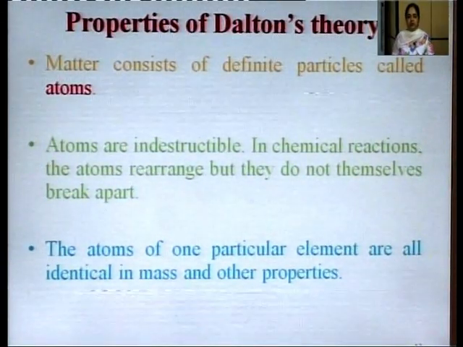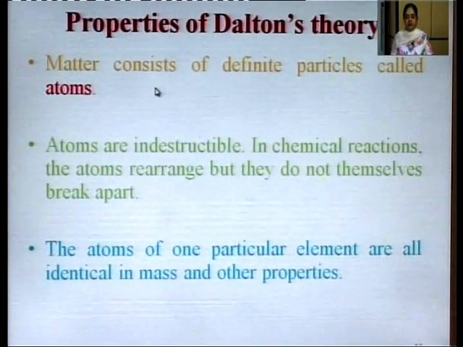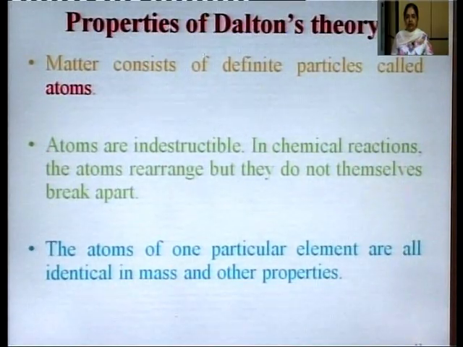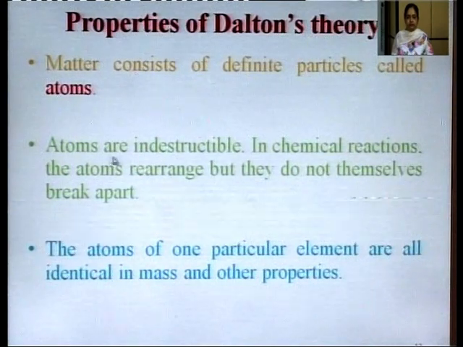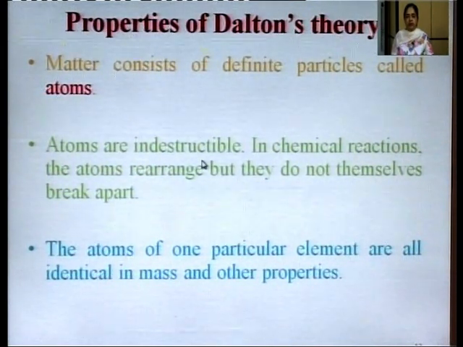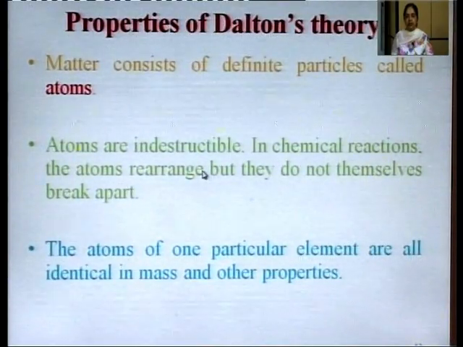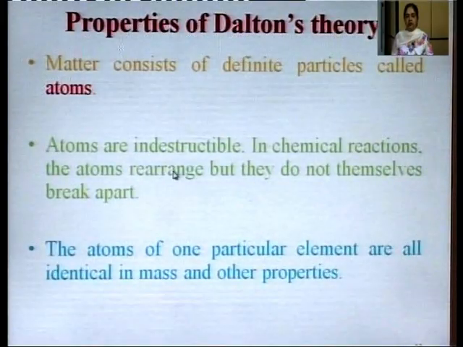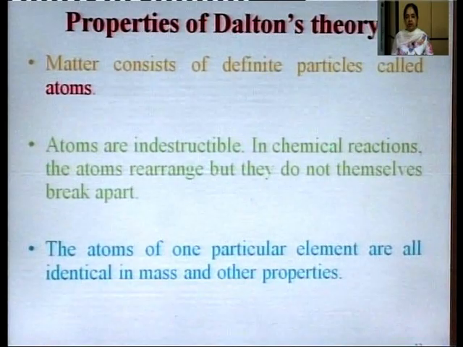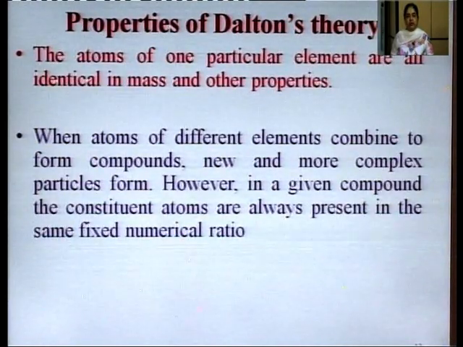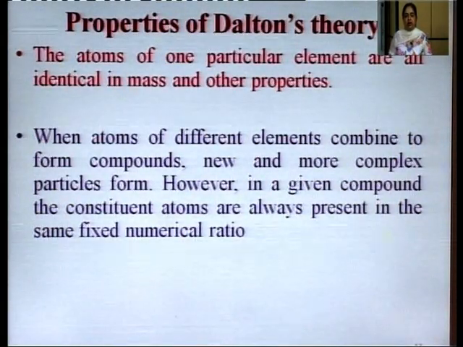Properties of Dalton theory. First property is matter consists of definite particles called atoms. Second, atoms are indestructible. In chemical reactions, atoms rearrange, but they do not themselves break apart. Atoms of one particular element are all identical in mass and other properties.